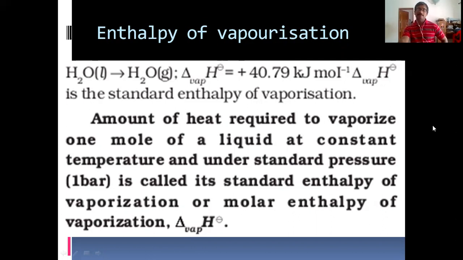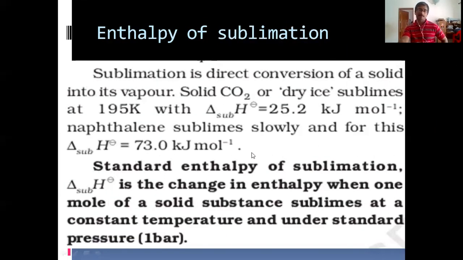Now the third one is enthalpy of sublimation. Sublimation is the direct conversion of a solid into its gaseous state below its melting point. If it reaches its melting point, it will be converted to liquid. So the conversion of a solid directly into gas is possible below its melting point.